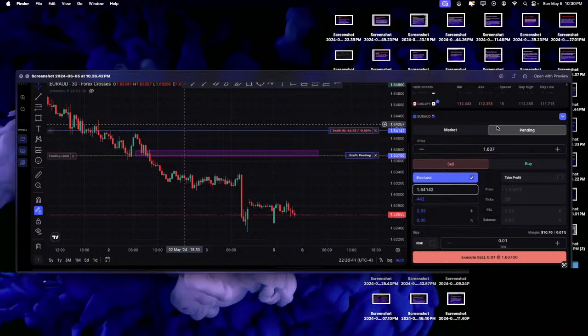Okay. So again, the pending orders are orders that only activate when price reaches them. So all of these candles, these different colors, that's price. So if they aren't touched by one of these candles, this trade will not activate. Market orders, they activate immediately.